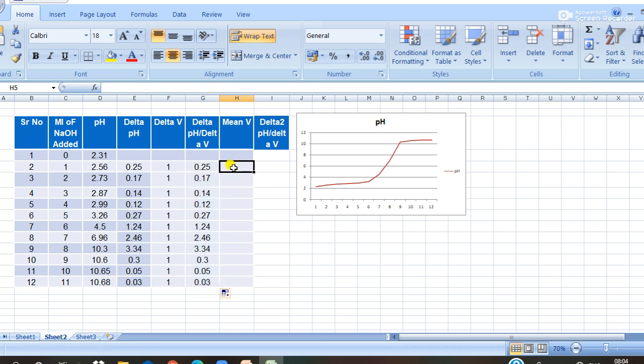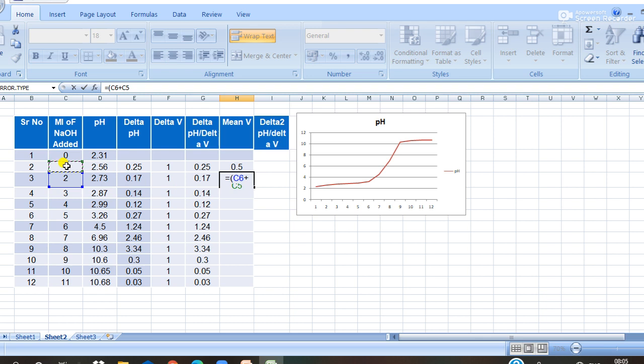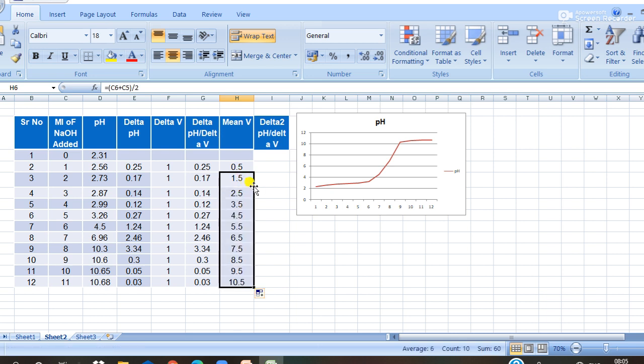Then next is mean V, which is equal to bracket, second value plus first value, bracket complete, divided by 2. So it will come 0.5. Then again, equal to third value, that is 2, plus second value, bracket close, divided by 2. It will come 1.5. So you can drag the table and you will get mean V.